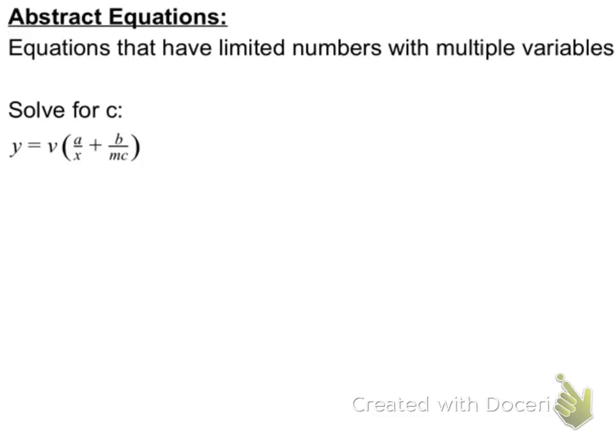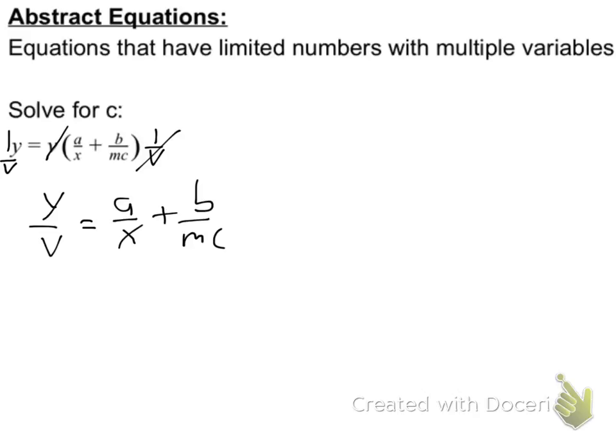Is V C? No. So get rid of it, as in, get it away from C. What's the easiest way to get rid of a V times a group? Divide by V, or multiply by its reciprocal. I'm going to multiply both sides by 1 over V. So what does the left side become? Y over V equals, the V's cancel, A over X plus B over MC.